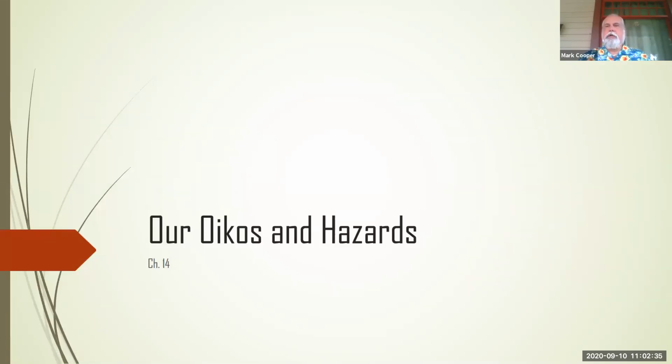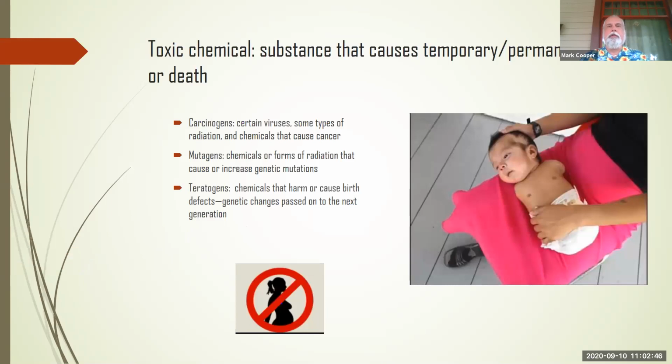All right, so this is our second lecture on chapter 14. What we're going to do now is look at more of the chemical hazards, like mercury was a chemical hazard. What we want to do is, again, what is a toxic chemical? It's something that either temporarily or permanently causes injury or death.